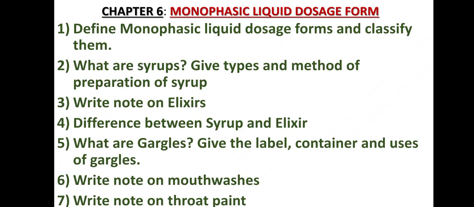Coming to chapter 6, that is monophasic liquid dosage form. So this is also an important chapter. You should not omit any of these questions. We can see important questions one by one. First question. Define monophasic liquid dosage forms and classify them.